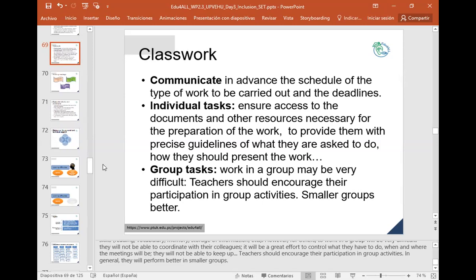In group tasks, some students will be able to participate in the same way as their peers, both in the realization and in the exhibition of the works, performing well in cooperative learning situations, contributing to the group with their most outstanding skills: reading, vocabulary, memory, storage of information, etc. However, for others, working in a group will be very difficult. They will not be able to coordinate with their colleagues, it will be a great effort to control what they have to do, when and where the meetings will be, and they will not be able to keep up. Teachers should encourage their participation in group activities. In general, they will perform better in smaller groups.